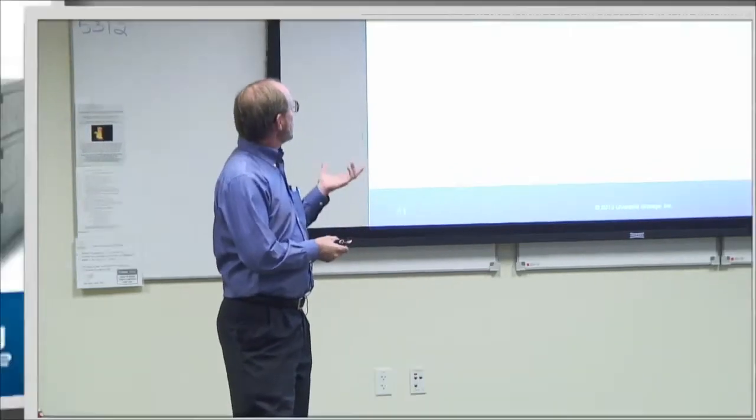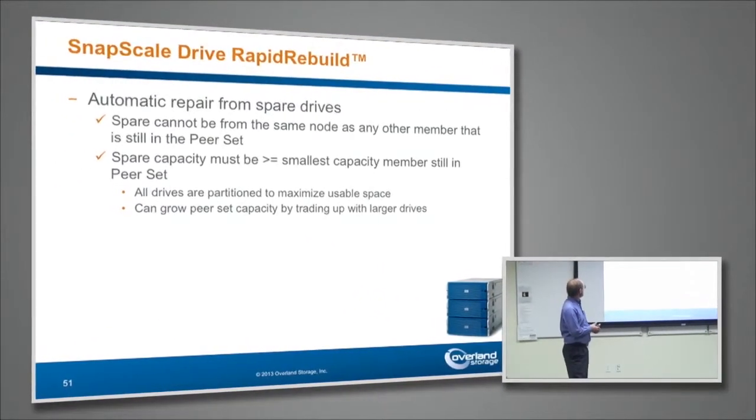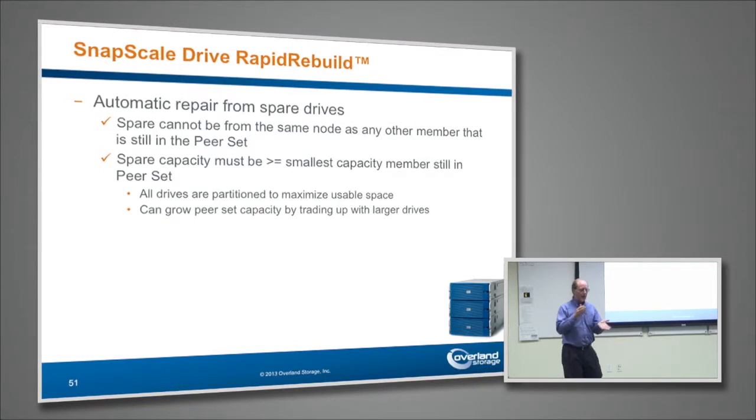So how does the rapid rebuild work? When a drive fails, the peer set announces, it does a heartbeat, and it recognizes that one of its members has failed. It announces to the world that it's down one and it needs a new member. And the management software that runs on every single node, it's the same software on all nodes, they work together to nominate some drives that are out there, the spares. In order for a spare to be eligible, it has to fit a couple of criteria, and I think you already know some of these.